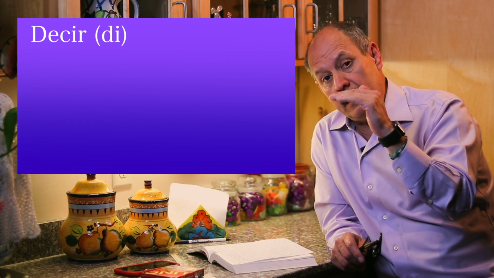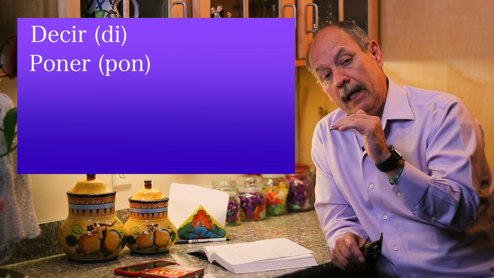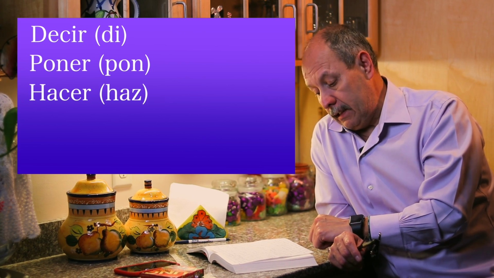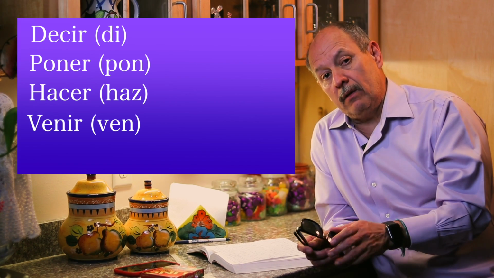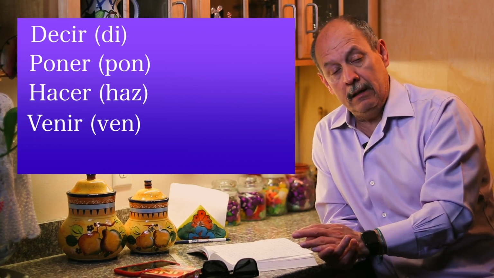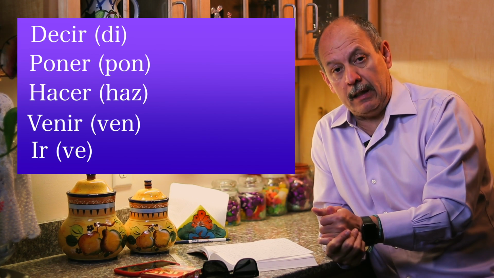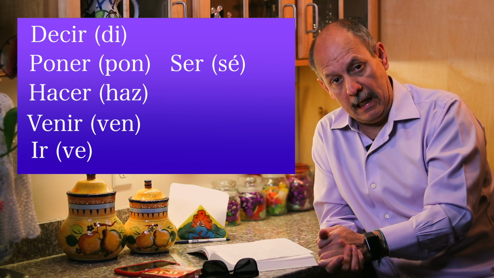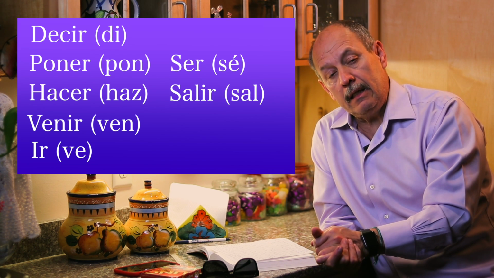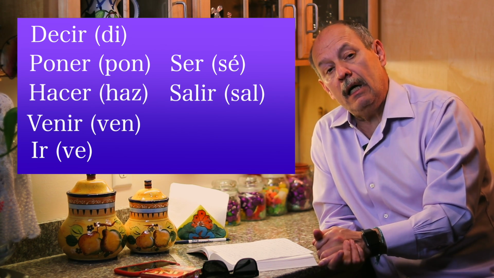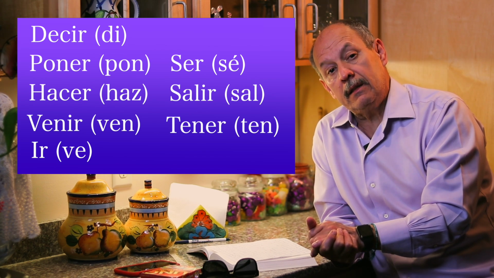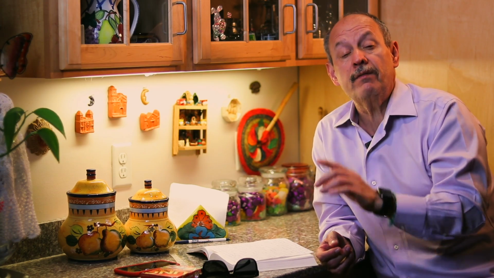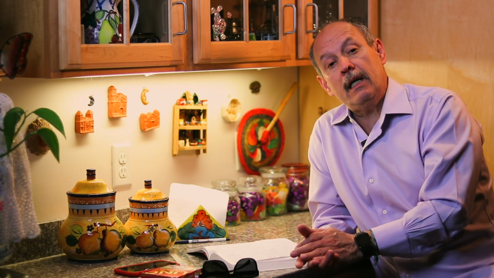So, decir is irregular, di. Poner is irregular, pon. Hacer is irregular, haz. Venir is irregular, ven. Ir is irregular, ve. Ser is irregular, sé, with accent. Salir is irregular, sal. And tener is irregular and is ten. Alright? Besides those 8 verbs, the rest of the verbs follow the normal structure that I told you.